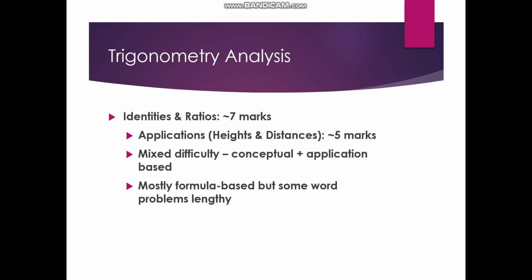In the trigonometry chapter, you can see here identities and ratios 7 marks. You can categorize applications, heights and distances as 5 marks. That means 5 marks per question, which you can see directly in the case studies.